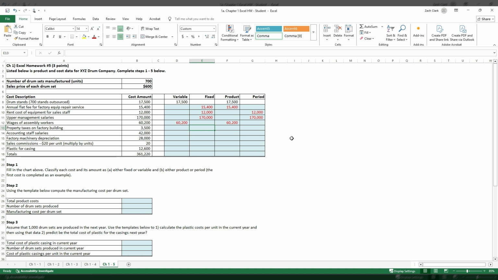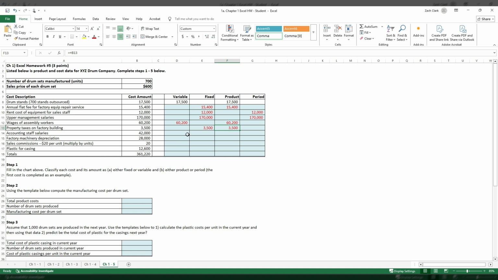Okay, property taxes on the factory building, variable or fixed? So remember that we're considering if it's variable, if it directly goes up every time you produce another product. That is not the case with property taxes. You just have to pay those. They're fixed costs. If you don't produce anything in that period, you still have to pay the property taxes. The taxes are not dependent upon production. But since it does say factory building, we're going to have that listed as a product cost because it's associated with production.